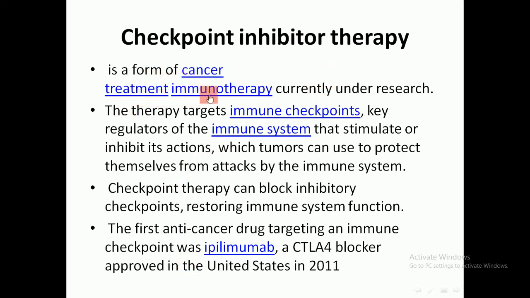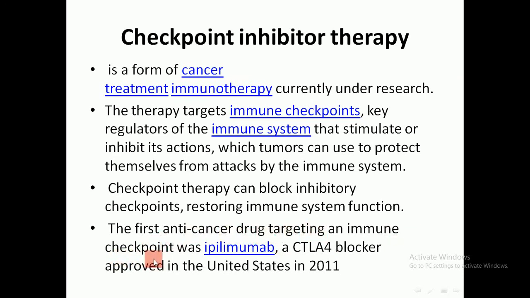So checkpoint inhibitor therapy is a form of cancer immunotherapy currently under research, and the therapy targets immune checkpoints, key regulators of the immune system that stimulate or inhibit its action, which tumors can use to protect themselves from attack by the immune system. Checkpoint therapy can block inhibitory checkpoints, restoring immune system function.